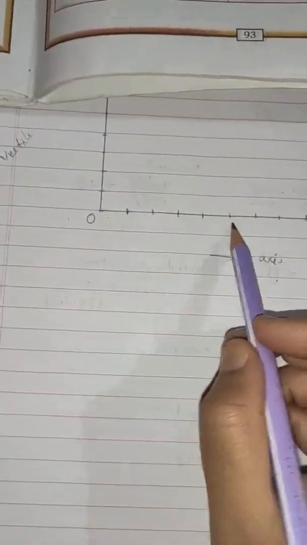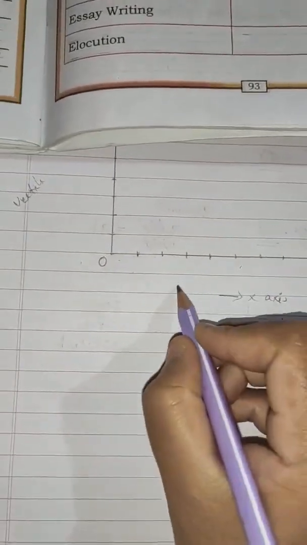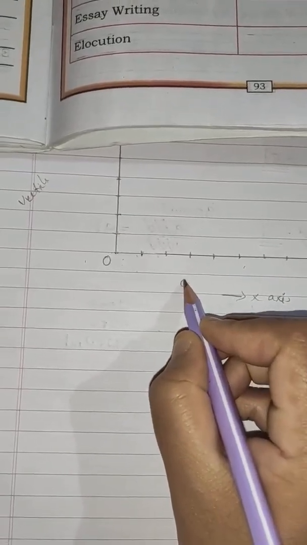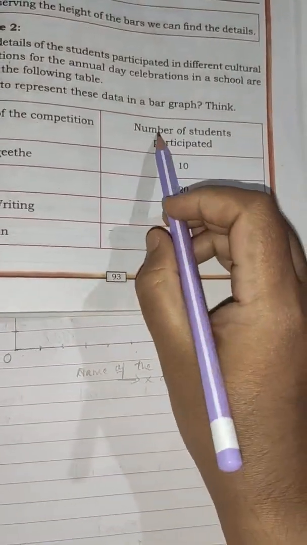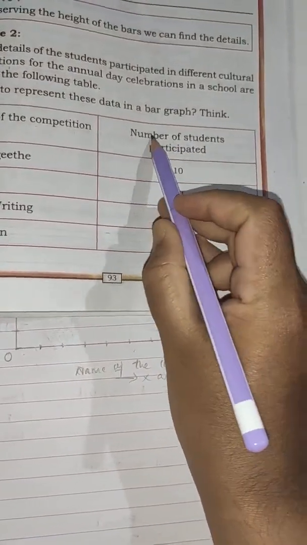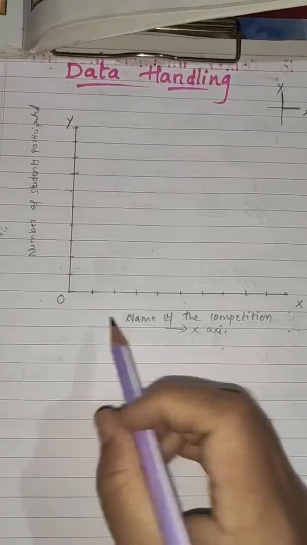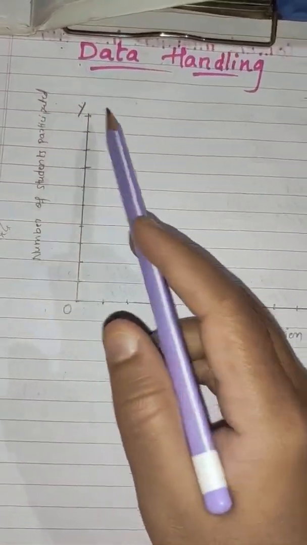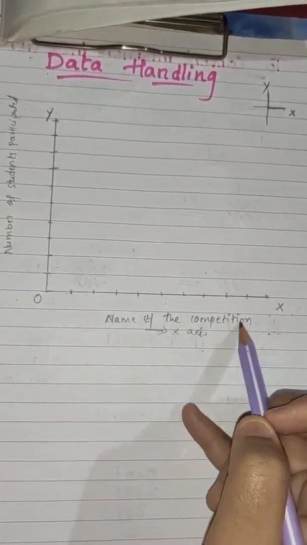Okay. So here what are we going to write? We are going to write the name of the competitions on the horizontal line, on the x-axis. So on the x-axis we have to write name of the competition. Next, on the y-axis we have to write the number of students participated. This we have to write here on the y-axis. Okay, so let's write. So here I have written number of students participated on the y-axis. On the x-axis I have written name of the competitions.